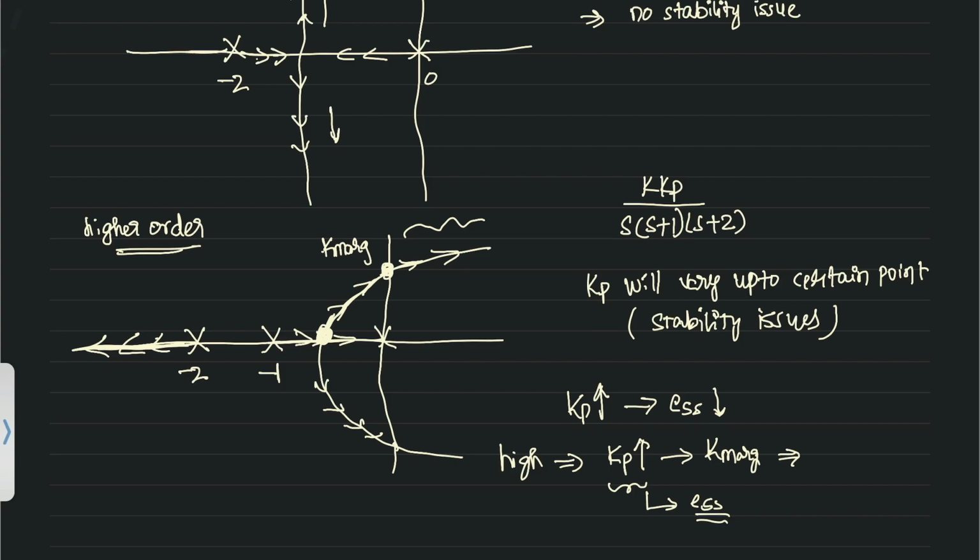So here there are two problems. One problem is the stability issue for the higher order system, and the other is the problem with the steady state error. You can't reduce it to whatever value you want.